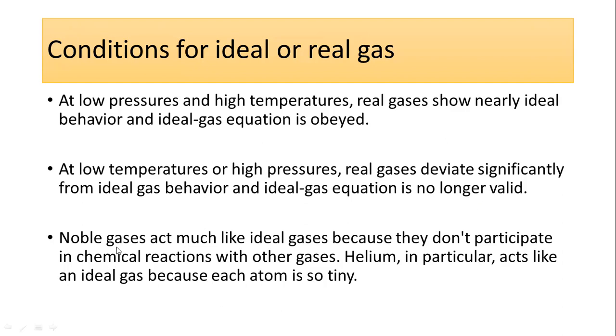The third point is that noble gases act like ideal gases because they do not participate in chemical reactions, and that's why they are noble gases. One example is helium, which particularly acts like an ideal gas because its atom is so small compared to the rest of the noble gases. So these are the conditions for ideal or real gases.